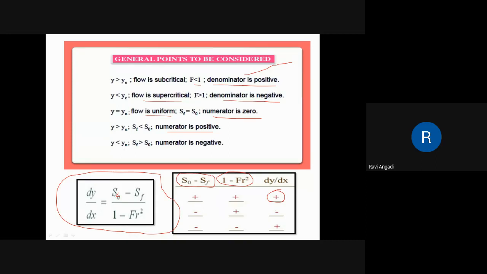Then according to that you have to decide whether dy by dx is positive or negative. And if y is less than yn, SF is greater than SO, the numerator is negative. So for these conditions, they are giving whether the numerator will become positive or negative, or the denominator will be positive or negative. Based on the depth of flow, you can decide. I hope it is clear?